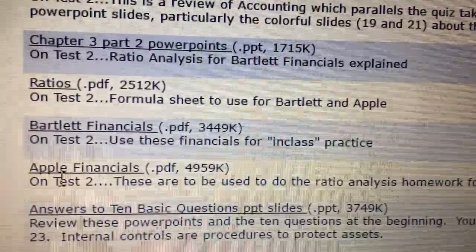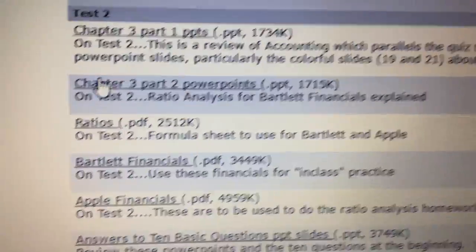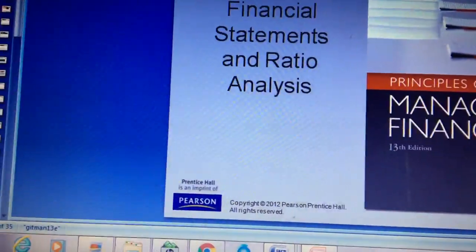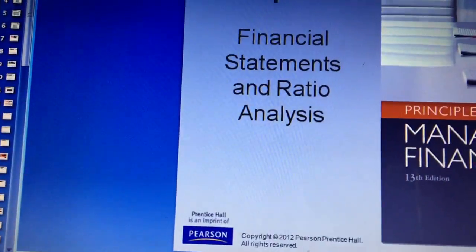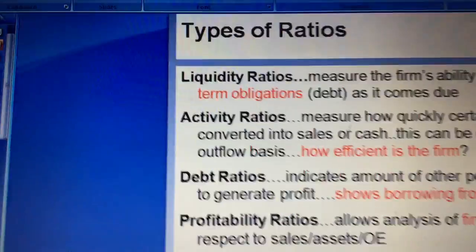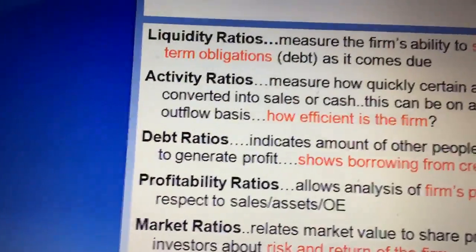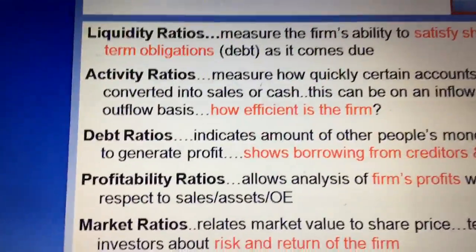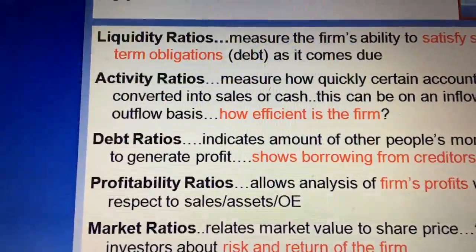Okay? Now, let's get into Chapter 3, Part 2. Okay, and I'm going to come over here because I already have it pulled up. Okay, now let's take a look at what's there. I want to look at ratios. Now, a ratio means that you're taking 2 numbers on the financial statements and you're putting one as a numerator and one as a denominator.